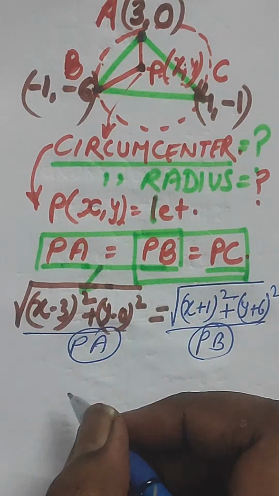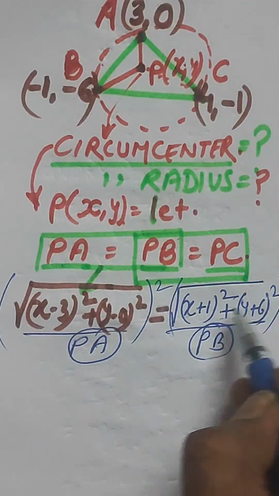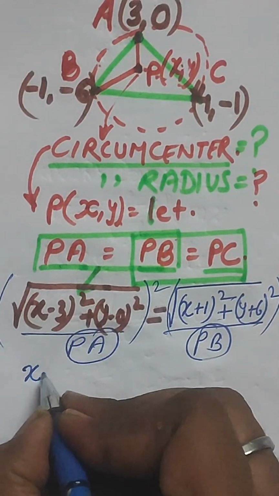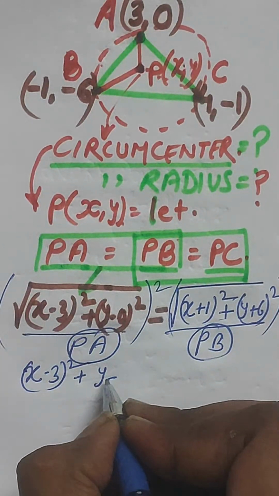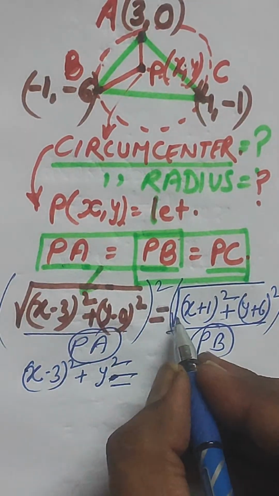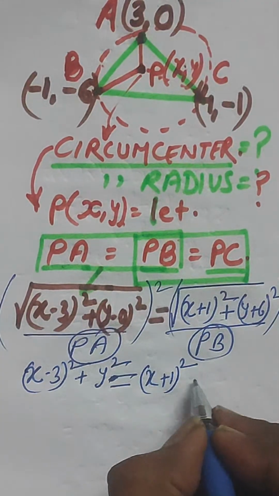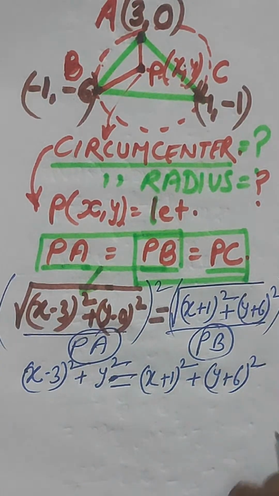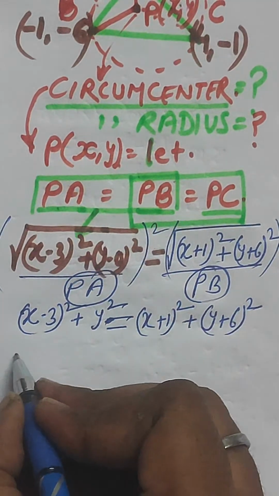When you solve it, you can simply square both sides and remove the roots. When the roots are removed, we will have (x minus 3) whole squared plus (y minus 0), so let me write y squared, is equal to (x plus 1) whole squared plus (y plus 6) whole squared. So we are using the simple distance formula, nothing else, right? Now going forward, solve it.